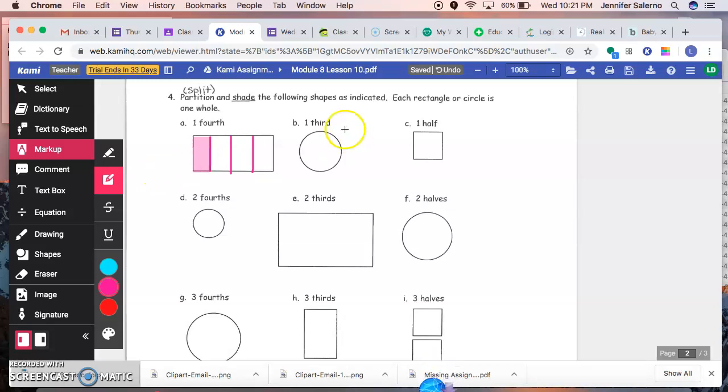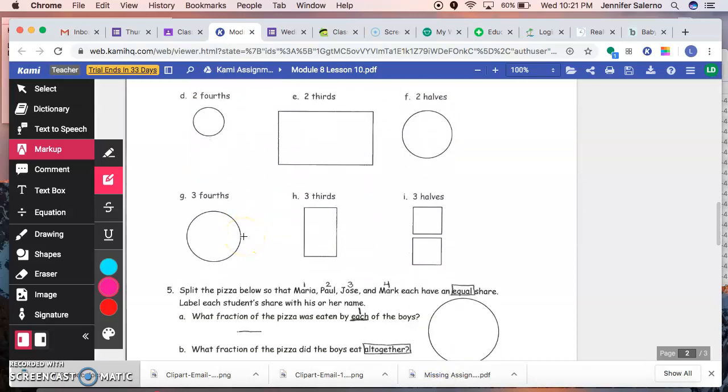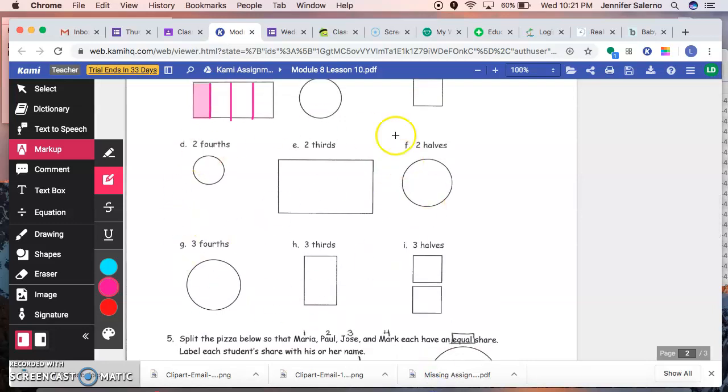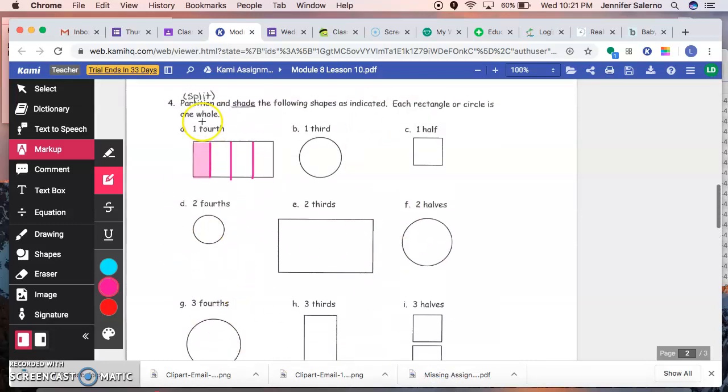Same thing now over here. It's saying 1/3. So you need to split this into 3 equal parts and then shade in 1 of them. Okay? 1/2. Half we know is 2. Split this into 2, shade in 1 of them. So that's all you're going to be doing down here, okay? So all of this, that's what you're doing, whatever it's telling you.